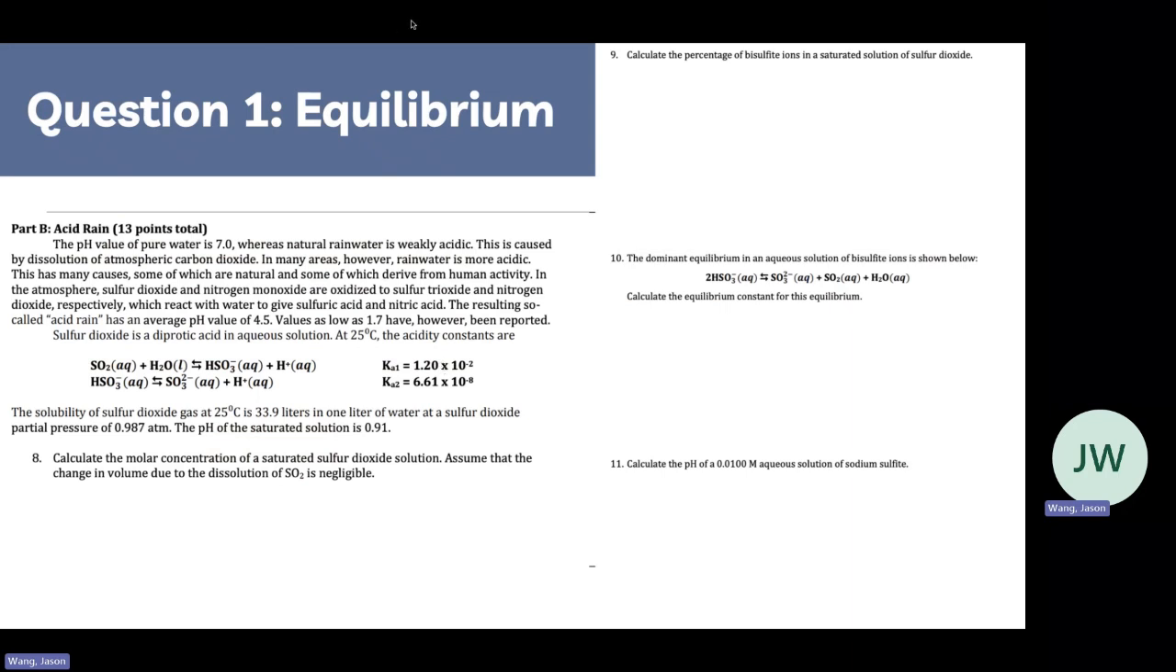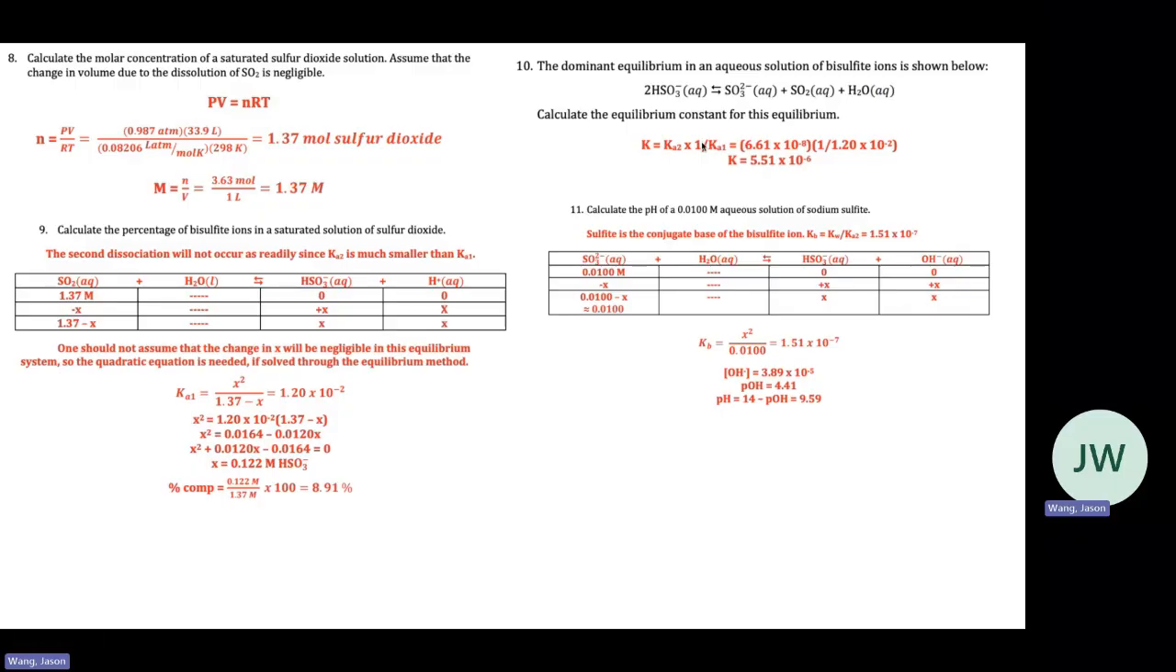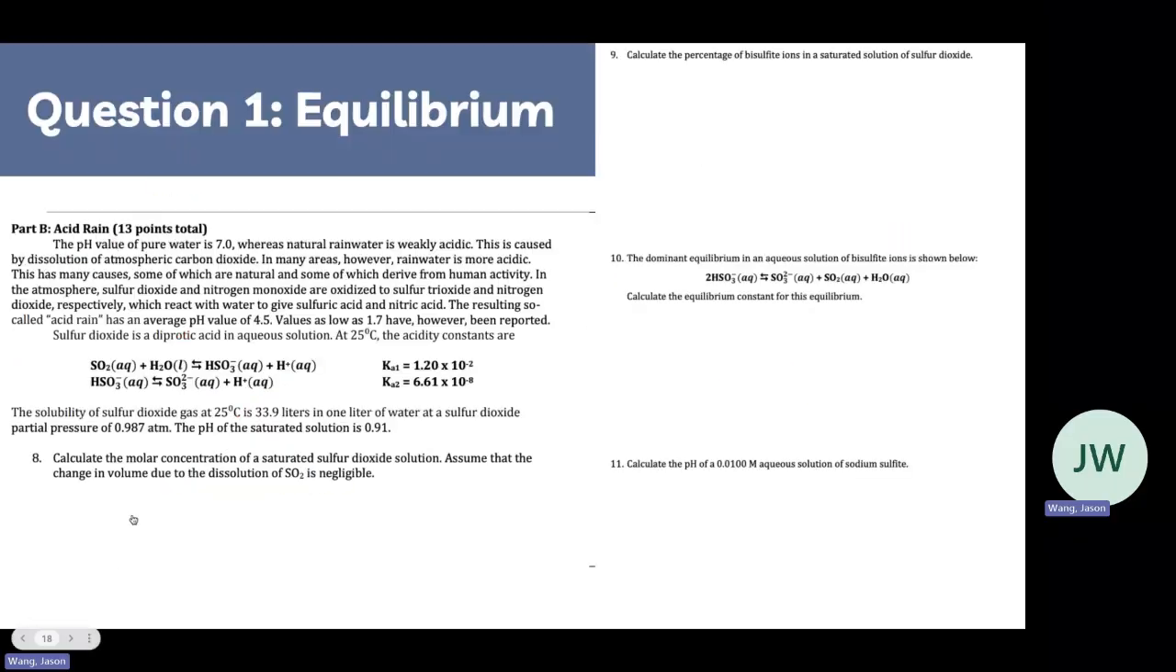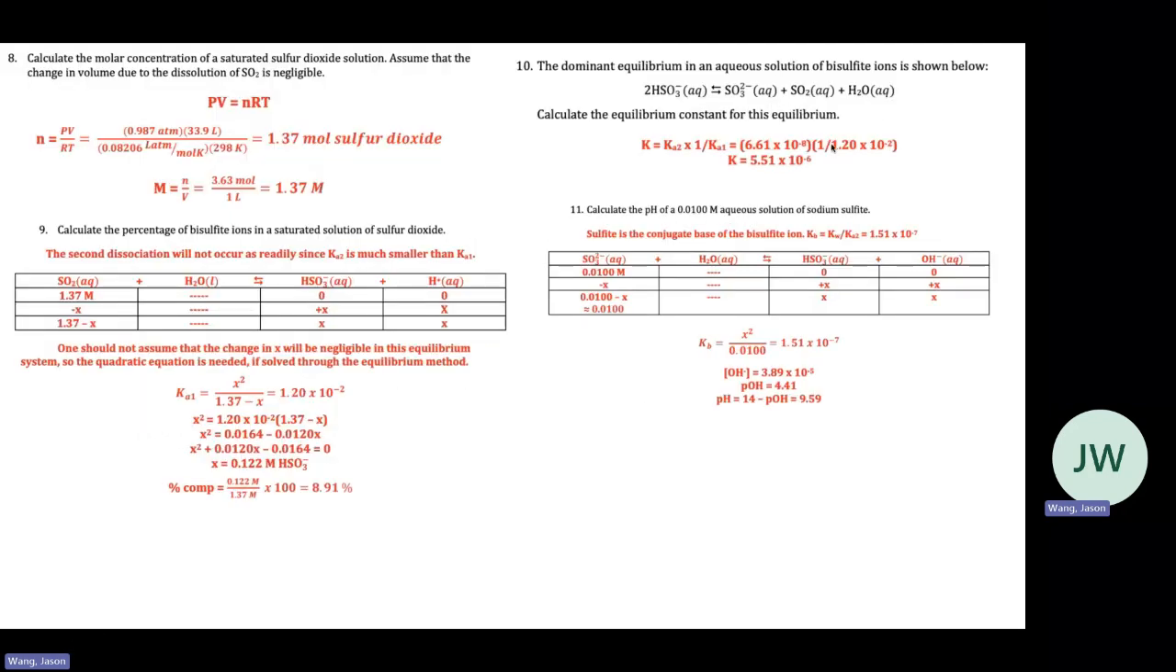So in this case, as you can see, we flip the equation. We're flipping the first equation on the top here. So if we flip that equation, you can see now how we have 1 over K1, because whenever we flip the reactants and the products, we would have to flip the K value as well. So we have 1 over 1.2 times 10 to the power of negative 2. So just stuff like that that you want to be aware of when you're doing equilibrium and we're calculating the equilibrium constant.